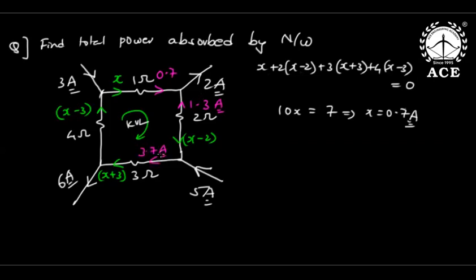3.7 amperes. Okay. Now this is 0.7 minus 3, which is minus 2.3. Minus 2.3 up means 2.3 down. Okay, so this is correct. This is satisfying everything, satisfying KCL and KVL. So now we have the branch currents.